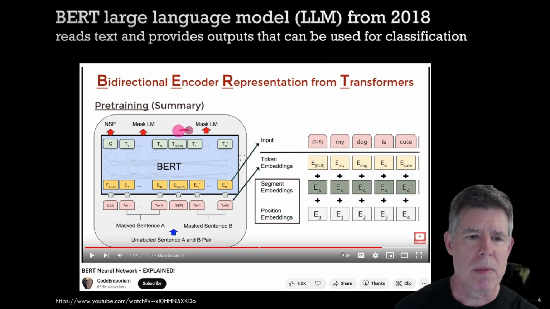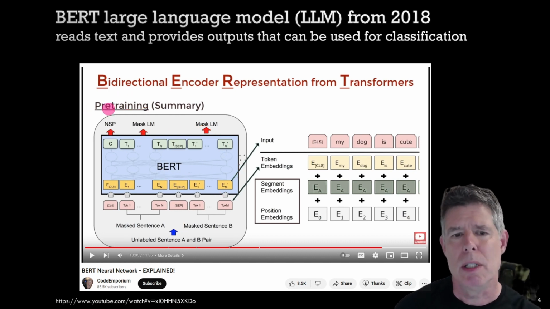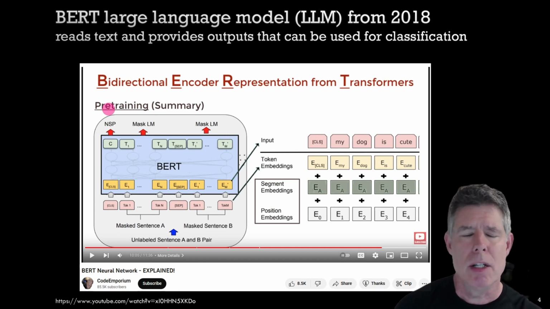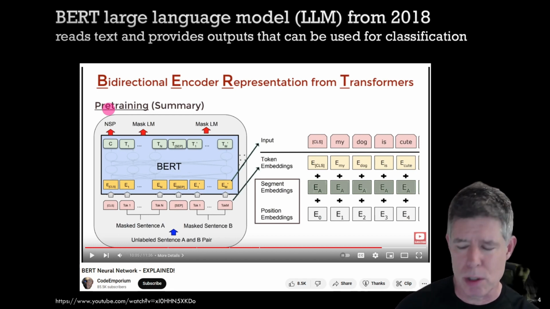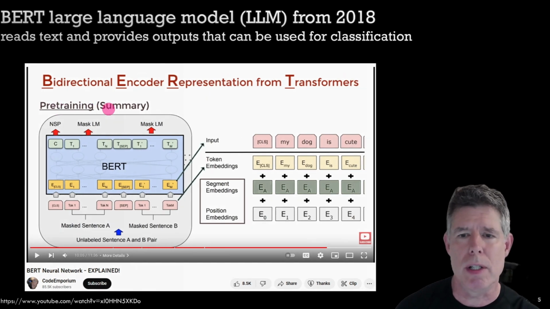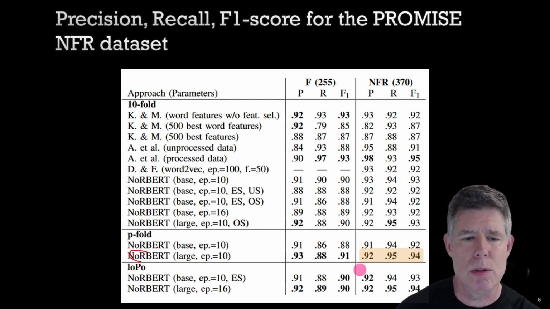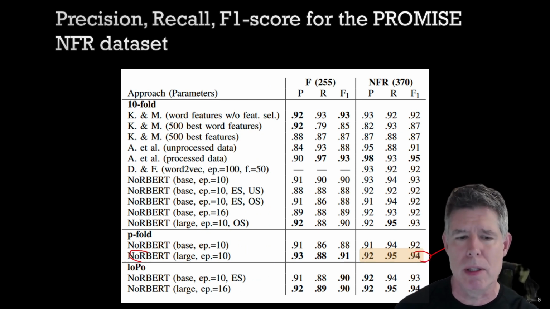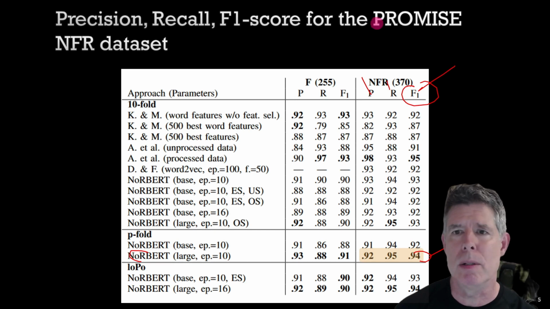So once you have this BERT pre-trained model, then you can add your own layer to this model, sometimes called transfer learning, so that you can use BERT and then apply your model in order to use the power of BERT to classify the text that you want to classify. So here are some of the scores, and I'm going to try to do my best to do as good or better than this. NoRBERT, which reported precision, recall, and F1 measure for a particular data set of non-functional requirements.